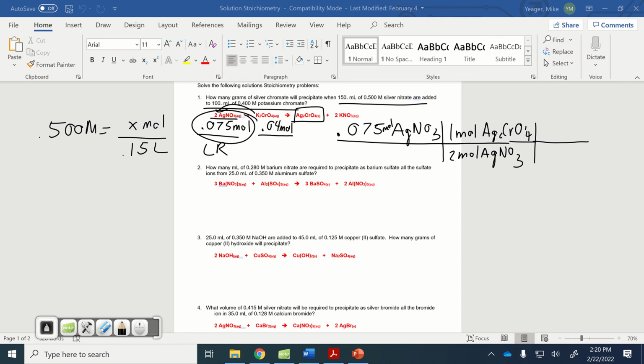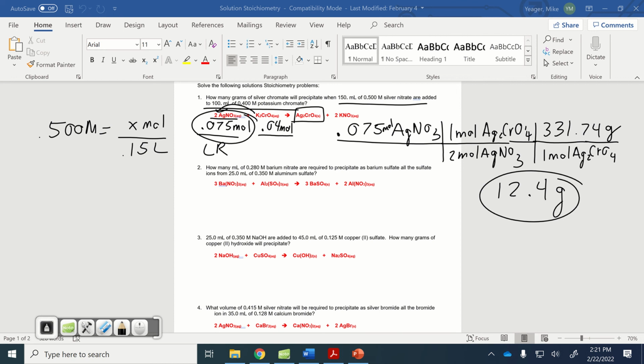And then I need to go to grams, so 1 mole Ag2CrO4 to grams, sorry, let me get that, I have it written down already. 331.74 grams. And so I can calculate it all out: 0.075 times 331.74 divided by 2. I should get 12.4 grams in the end. Yep. So again, this one, you didn't have to go back and use the molarity calculation. It's just saying solve for mass. So we're done.